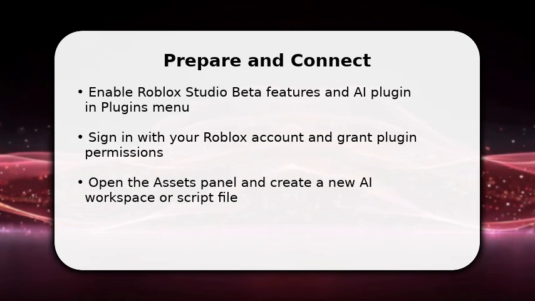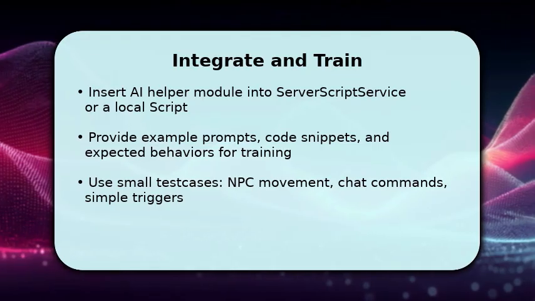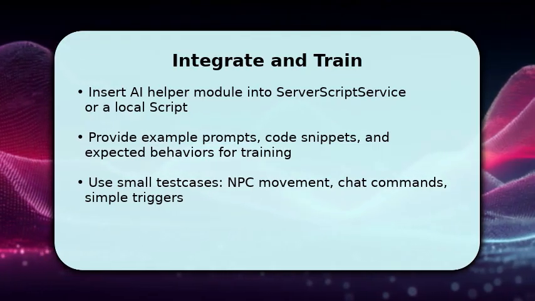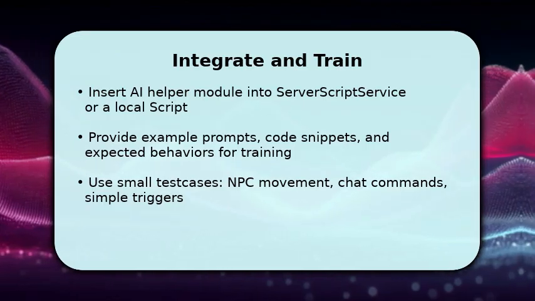Now you integrate the assistant module into a script and wire basic hooks for events. You tell the AI examples, sample prompts, desired API calls, and expected behaviors, so it learns context.